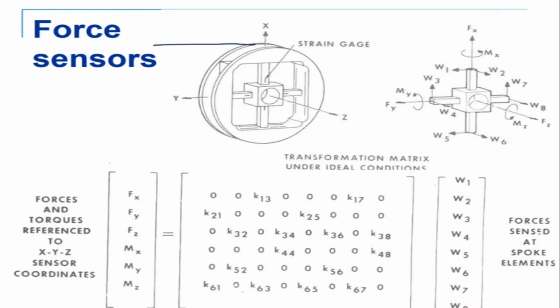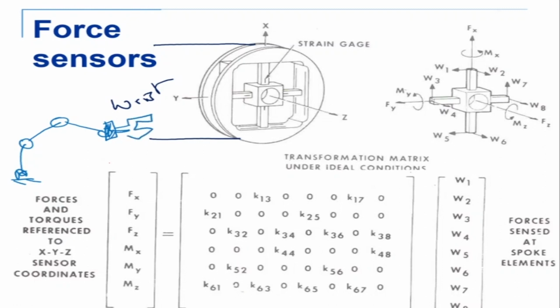So this is the wrist of the robot. Let me draw it here and explain how this works. On the wrist of the robot, I'll fix the force torque sensor, which is here, and the end effector is fitted there. So on one side we have the wrist of the robot, and the end effector is fitted here, something like this.